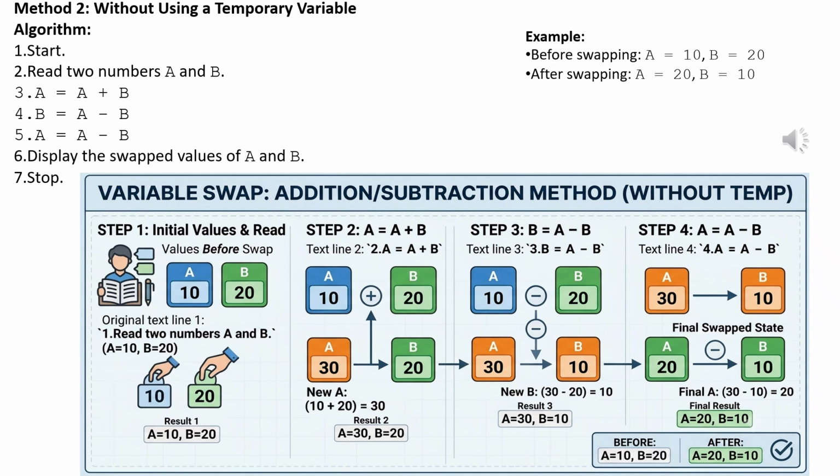Finally, stop the algorithm. Before execution, we can see in the place of A 10, in the place of B 20. After execution, in the place of A 20, in the place of B 10. This algorithm is demonstrated in the given figure.